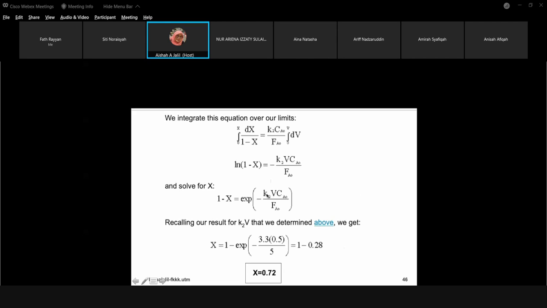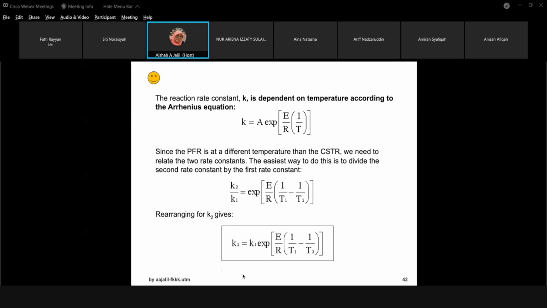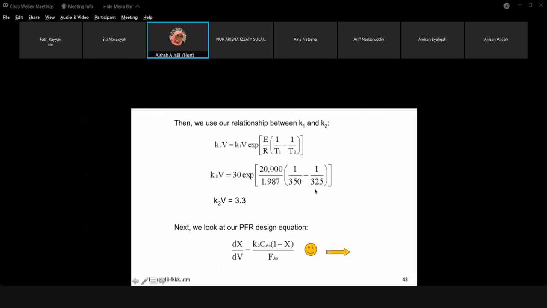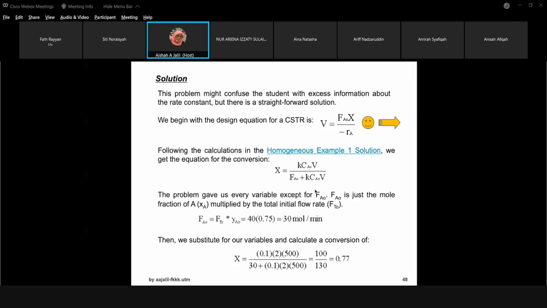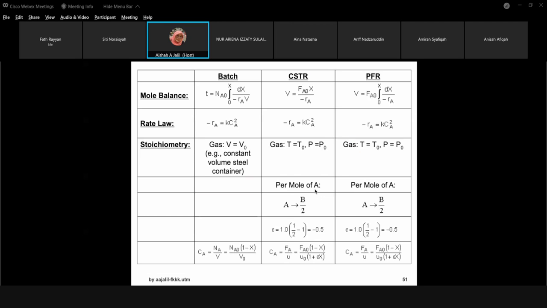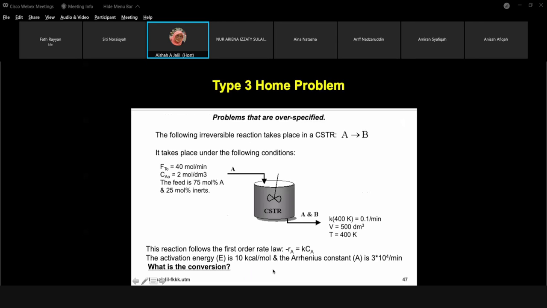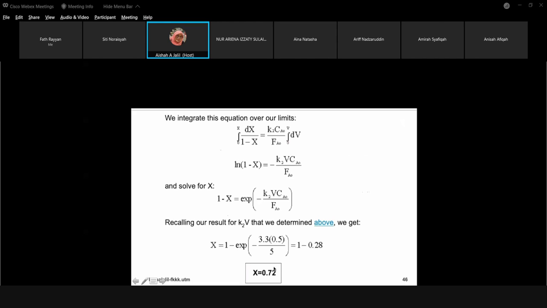Because you know k2V equals 3.3, right? This is given, then you can calculate X for the k2. The X for the PFR is 0.72. Okay, that's all for that question.